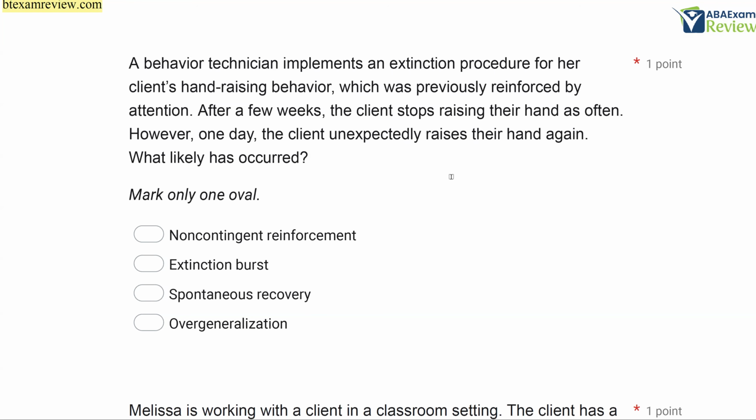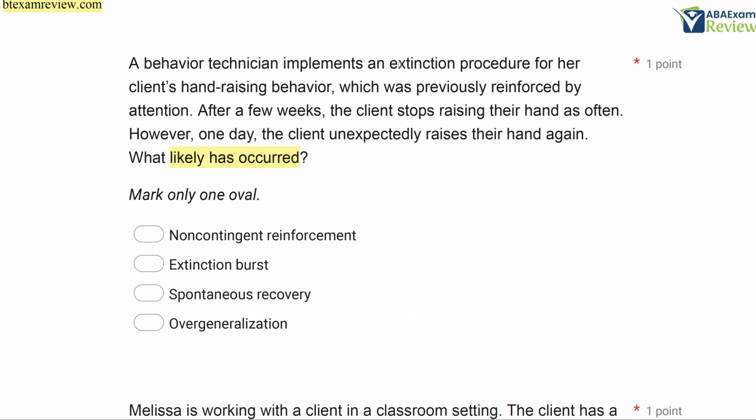A behavior technician implements an extinction procedure for her client's hand-raising behavior, which was previously reinforced by attention. After a few weeks, the client stops raising their hand as often. However, one day the client unexpectedly raises their hand again. What likely has occurred? So let's think about the situation at hand because we're trying to figure out what has occurred, what has happened. What do we know so far?